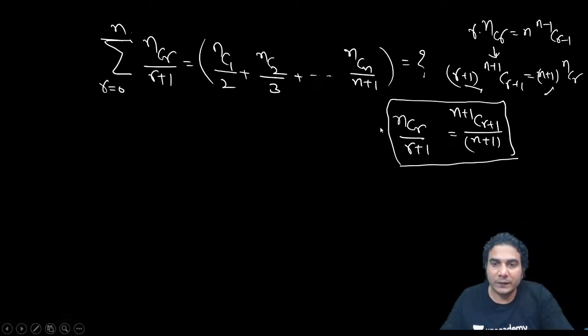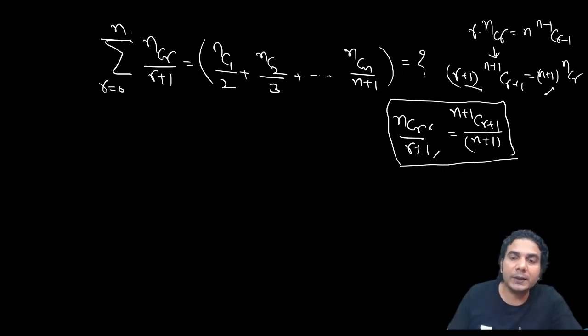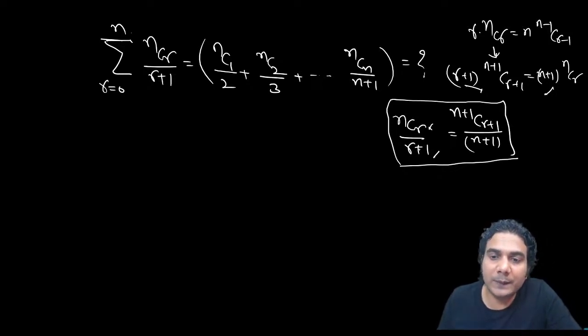nCR upon R+1. So if it is R here, it should be R+1. If it is R-1 in the numerator, then in the denominator it will be R, all right? One extra. Then after applying the formula, R+1 will be replaced by n+1. This is n. If it is n-1, then it will be replaced by n. And this will become n+1. This will become R+1, all right?